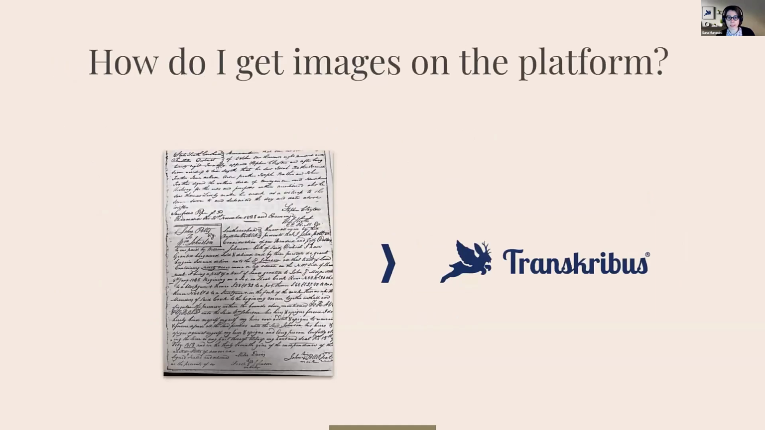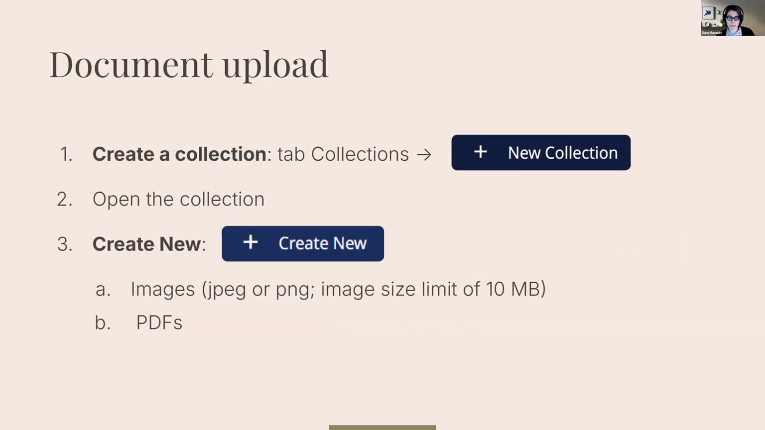First, we need to get the images into the platform. I'm sure most of you are already users of Transkribus, so you know how to do it, but it's just a brief recap. We first create a collection with the tab collection. We can create a new collection. We open it and then we create a new document, uploading all the images that our document contains.